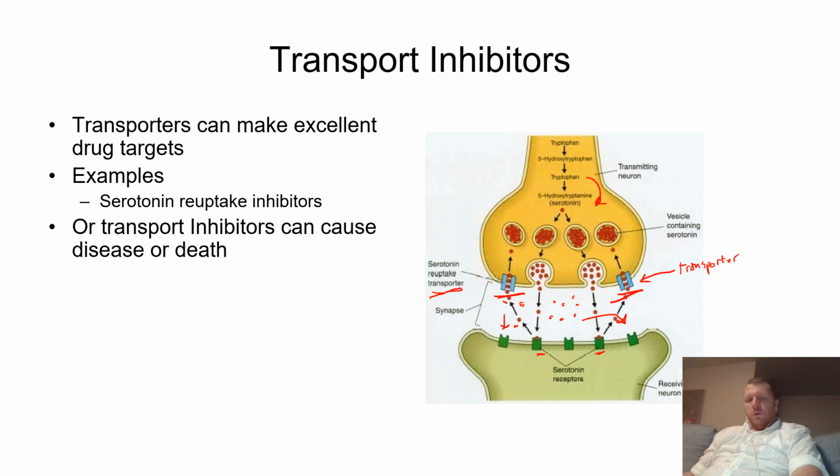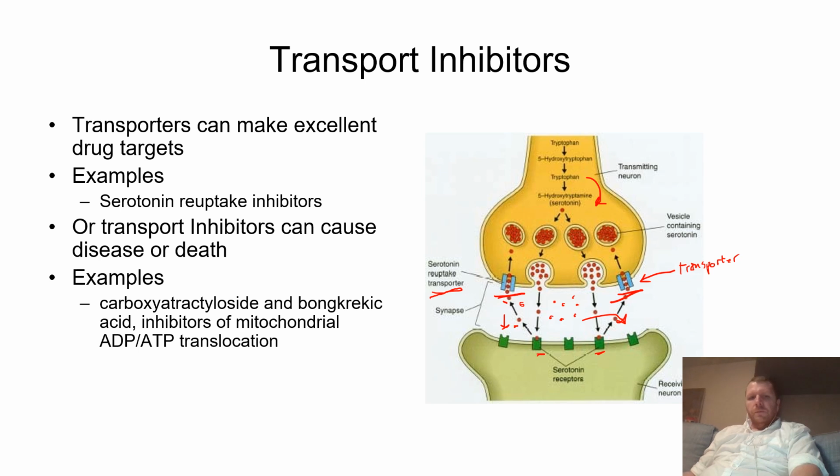These transport inhibitors can, not this serotonin in particular, but they can cause disease or death. So examples of those would be carboxyatractyloside and bongkrekic acid. These are inhibitors of mitochondrial ADP/ATP translocation, so the movement of ADP in favor of ATP. These are two examples of inhibitors that basically disrupt that transport.